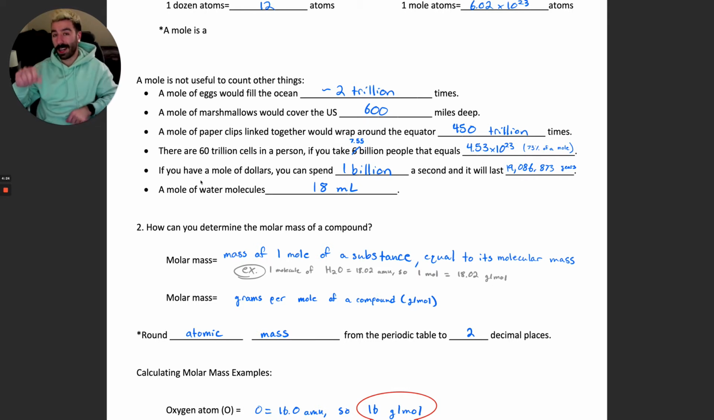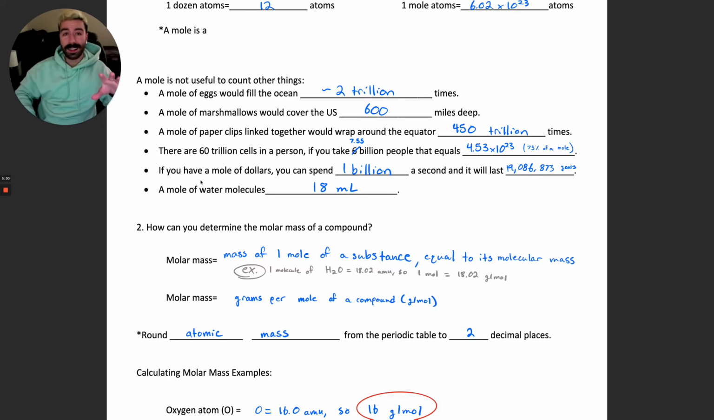If you had a mole of dollars, this is my favorite one of all these. If you had a mole of dollars, you could spend $1 billion a second. Remember, a billion is 1,000 millions. So you could spend $1,000 million every second. If you had a mole of dollars, you could spend $1 billion every second, and it would last you 19,086,873 years. It's a lot. It's a lot of money. I'll take some of that.